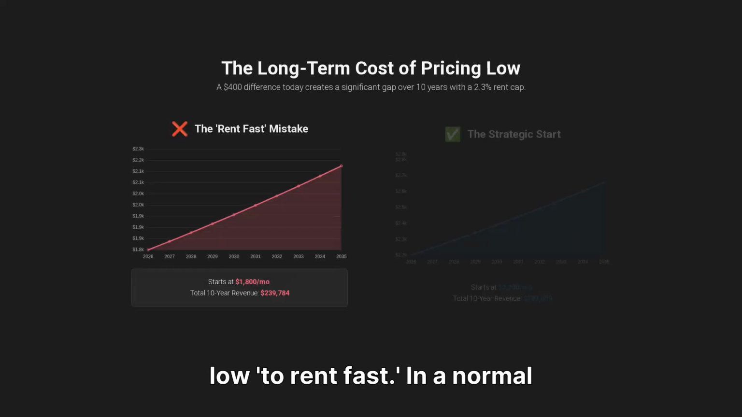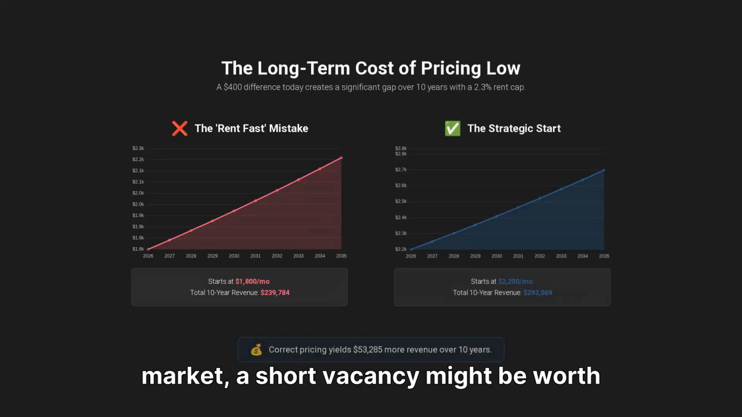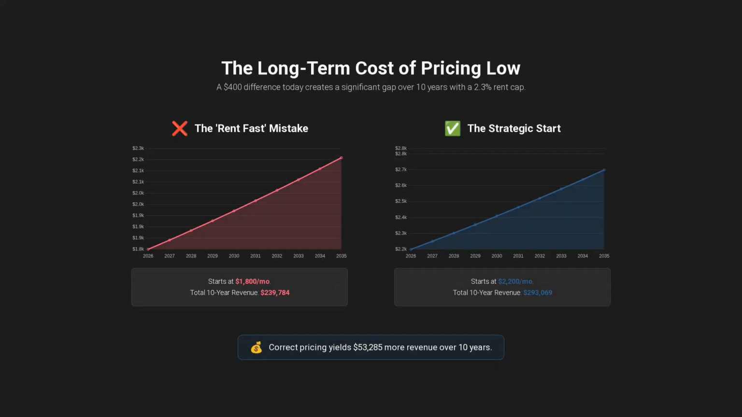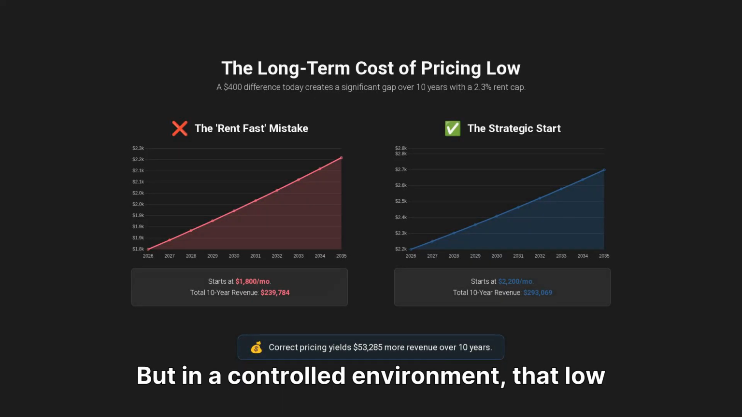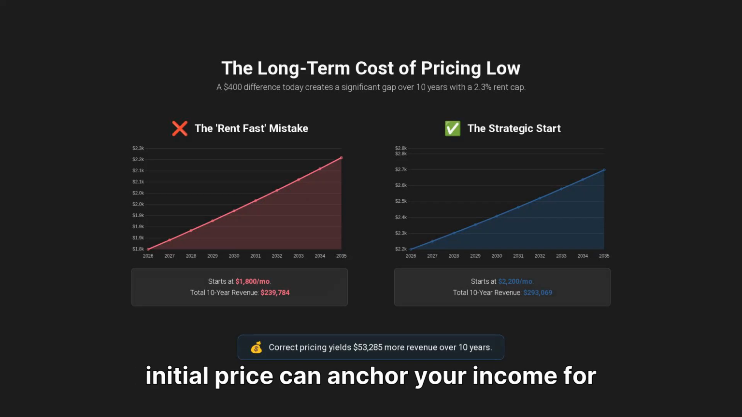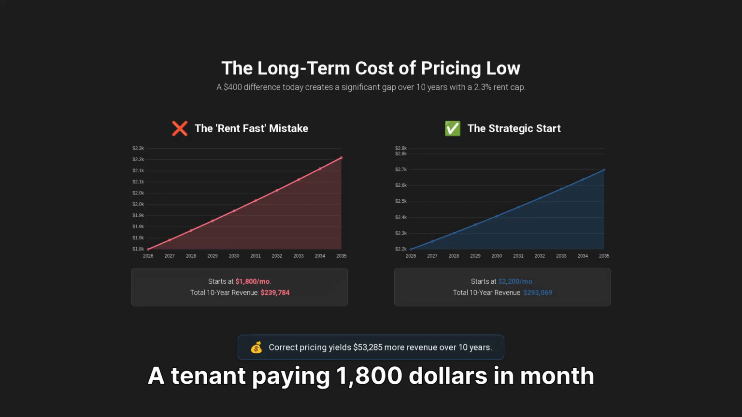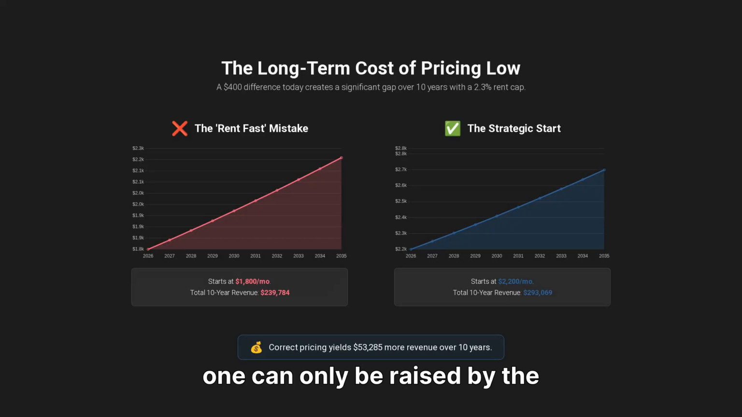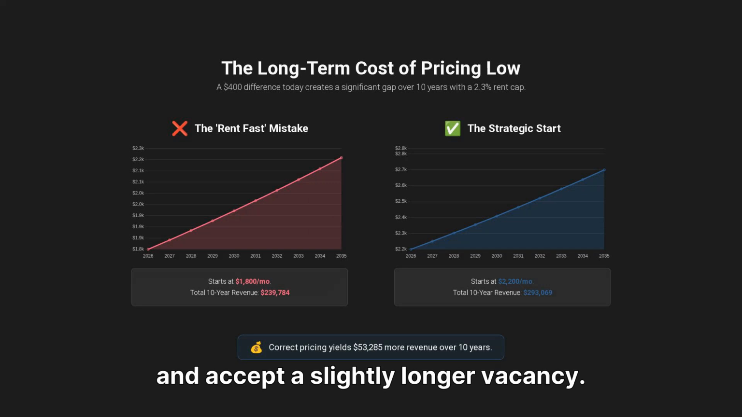Here's a mistake I see. Landlords price low to rent fast. In a normal market, a short vacancy might be worth it. But in a controlled environment, that low initial price can anchor your income for years. A tenant paying $1,800 in month 1 can only be raised by the government cap each year. If that cap is 2.3%, it takes a long time to get to market rate. Better to price correctly from the start and accept a slightly longer vacancy. The math almost always works out.